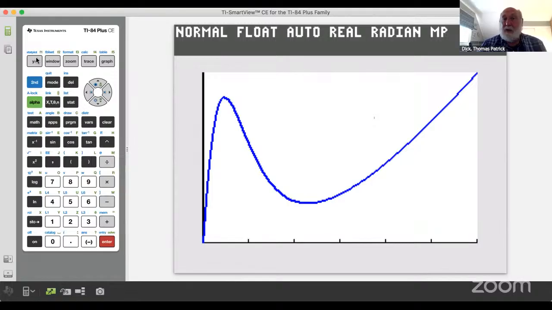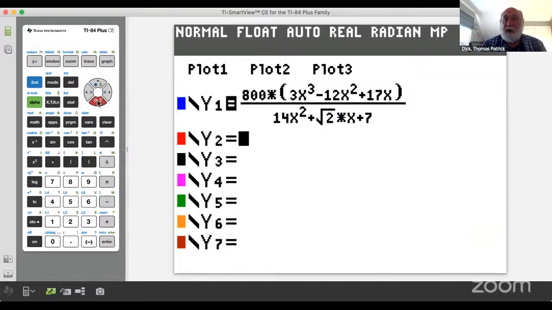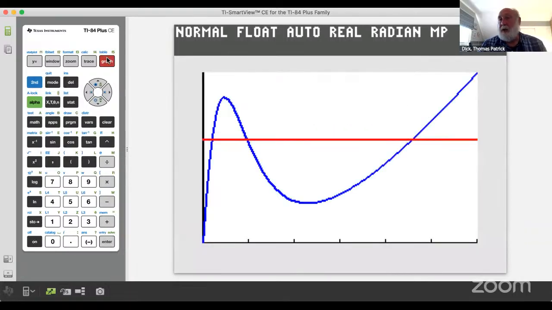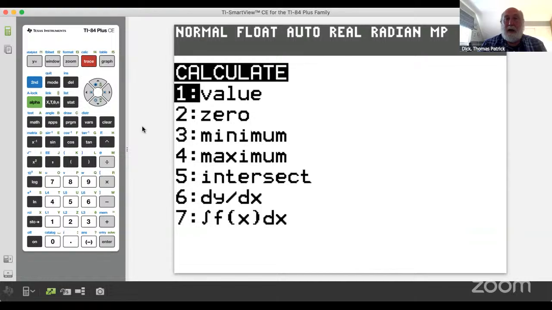And then we could do similar things to what Steve did. We could add a horizontal line at 300. Graph again. Great. There we go. It looks like there's 3 places. We're interested in finding a particular place. We can go to our calculate menu, and number 5, intersection.